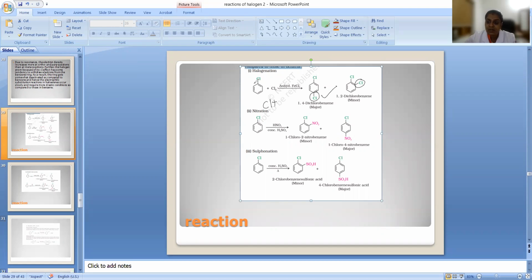Nitration. If you are doing chlorination in the presence of anhydrous FeCl3, for nitration we are using both acids, nitric acid and concentrated sulfuric acid. So the incoming electrophile is NO2 plus. NO2 plus will come and attack on the ortho and para positions. The para position will be the major product. Sulfonation means we are heating with concentrated sulfuric acid. So the incoming group is SO3H plus here. That will be attacking the ortho and para positions, but the para position will give you the major product.